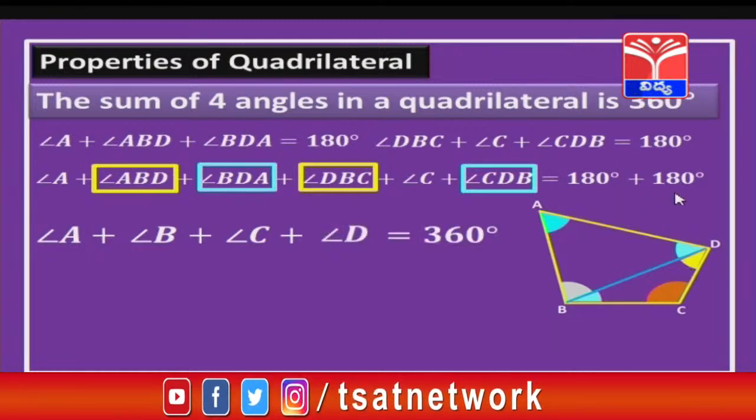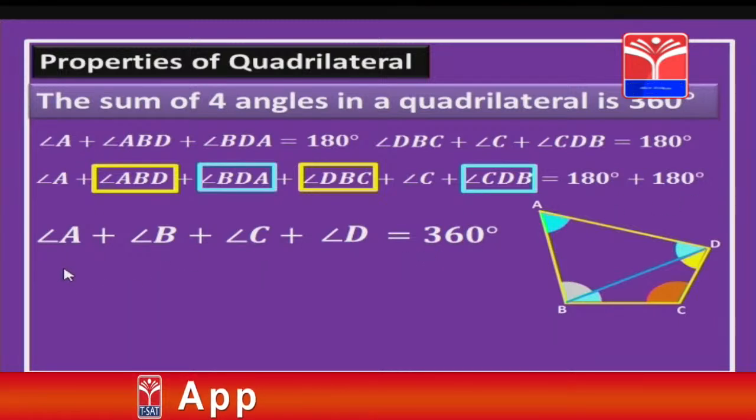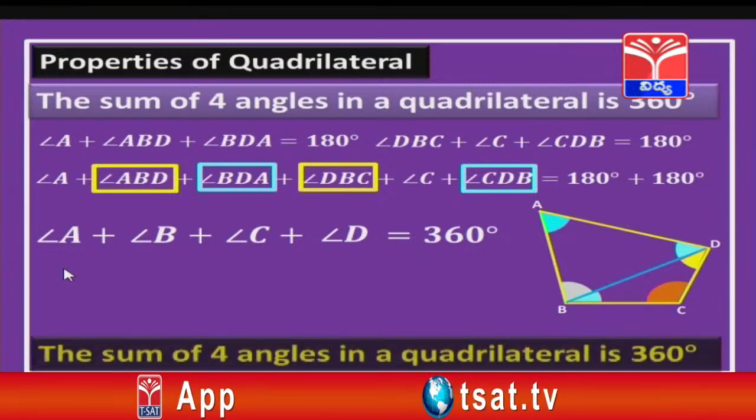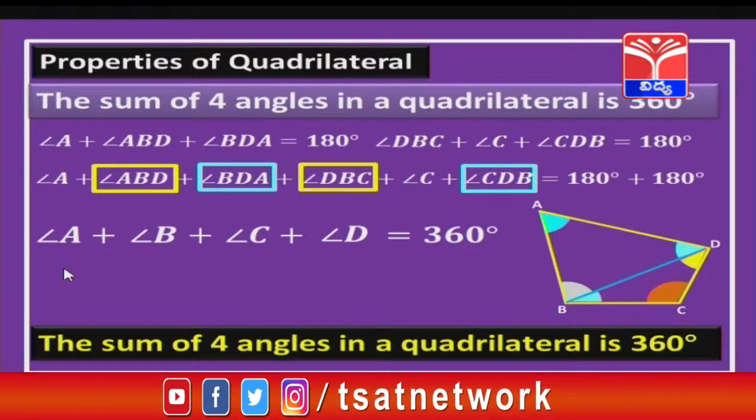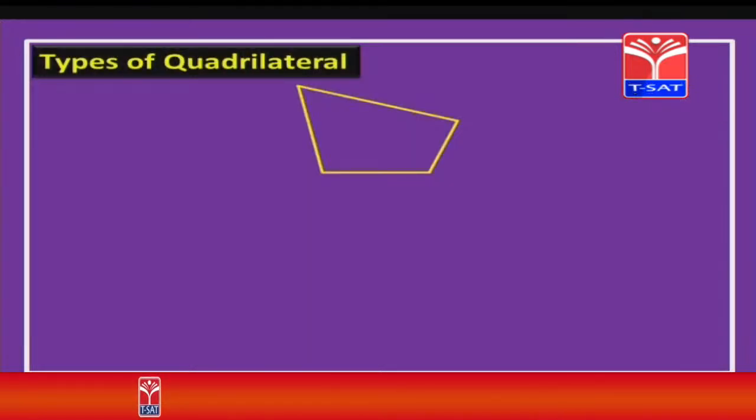The sum of these two angles 180 plus 180 is 360. So, that means angle A plus angle B plus angle C plus angle D is 360 degrees. Hence, I can say the sum of four angles in a quadrilateral is 360 degrees. So, this is the angle sum property of a quadrilateral. Now, let us move on to the types of quadrilaterals.